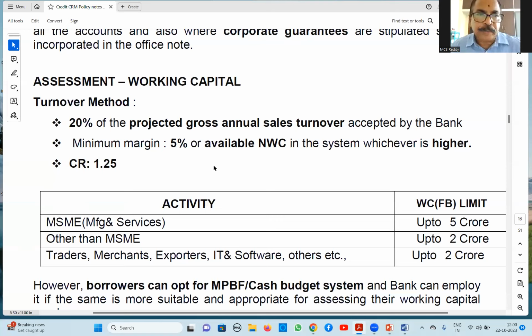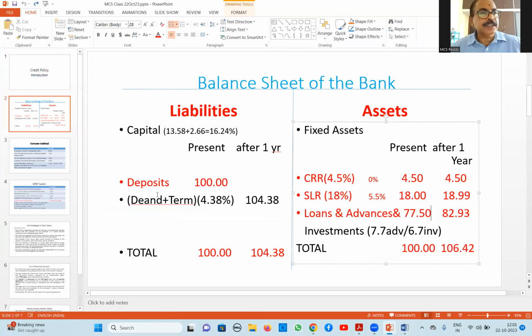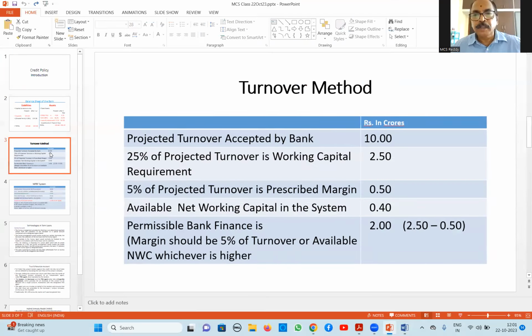First one is the turnover method. The main concept of the turnover method is that 20% of the projected gross annual sales turnover, accepted by the bank. This is the principle. I will show you through this PowerPoint to help understand this turnover method.